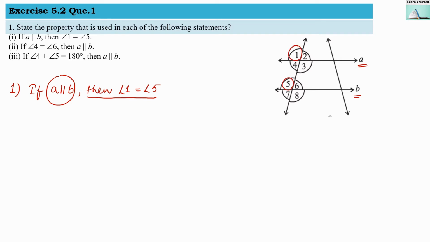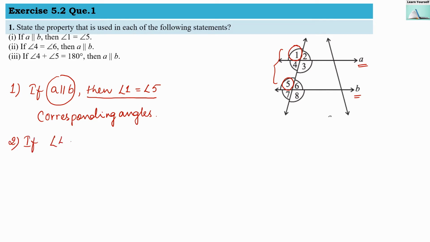Now, based on which angle property is angle 1 equal to angle 5? So we have to write what types of angles they are, and based on that they are equal. Angle 1 and angle 5 are corresponding angles. If you have any doubts regarding these angles and types of angles, please refer to my video based on angles formed via a transversal of parallel lines.